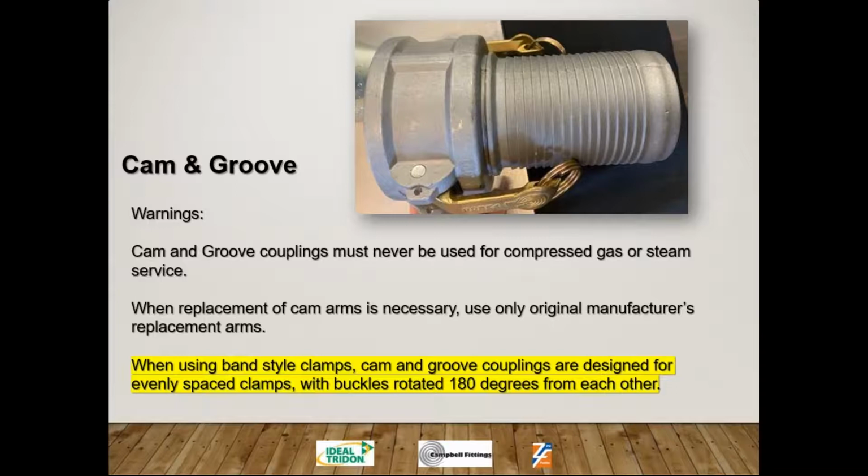There's not many kind of warnings, except the big one at the top. Cam and groove couplings must never be used for compressed gas or steam service. That's very critical. And you will see that out in the field. And then the second part, replacement of cam arms, if it has to be done, you should only use the original manufacturer's arms. And then when you do clamp a cam and groove fitting, when you space the clamps, the buckles need to be on opposite ends, rotated 180 degrees from each other. When you have the buckles all on the same side, it can increase the pressure on that side of the hose and create a premature leak path.